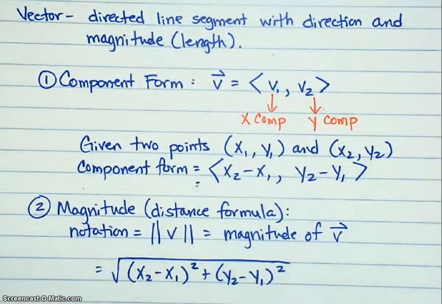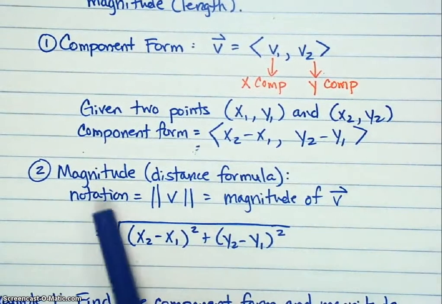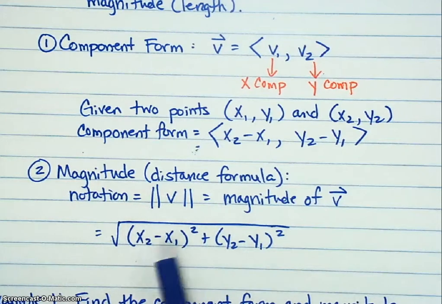Okay, and then the magnitude, which we talked about, is just the distance formula. I didn't give you this in class today, but the notation for magnitude is this right here. It looks like absolute value, except it's double bars. But here's the distance formula. And so basically, if you have the component form, you've already done a little bit of the magnitude, because it's sort of the same thing there.